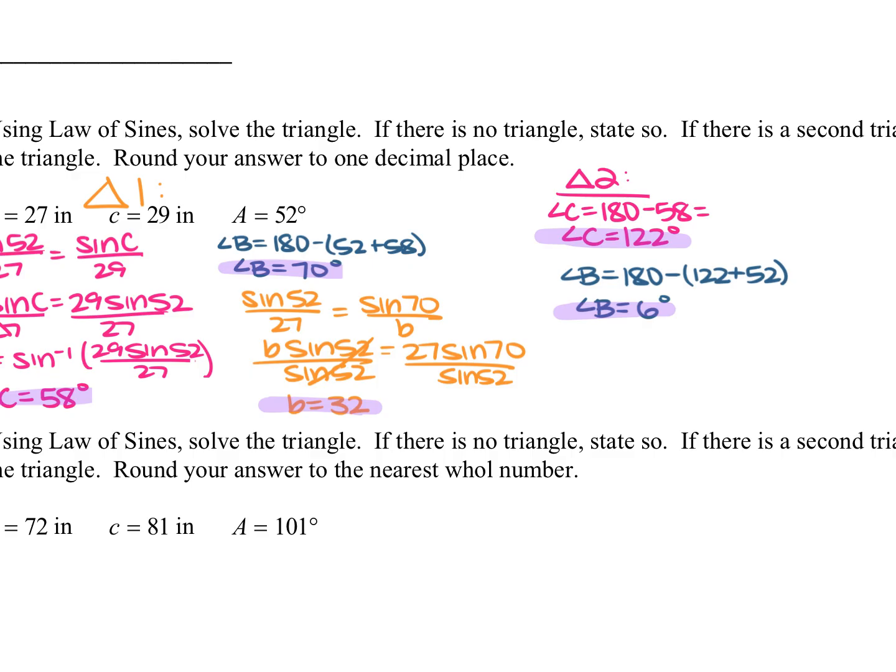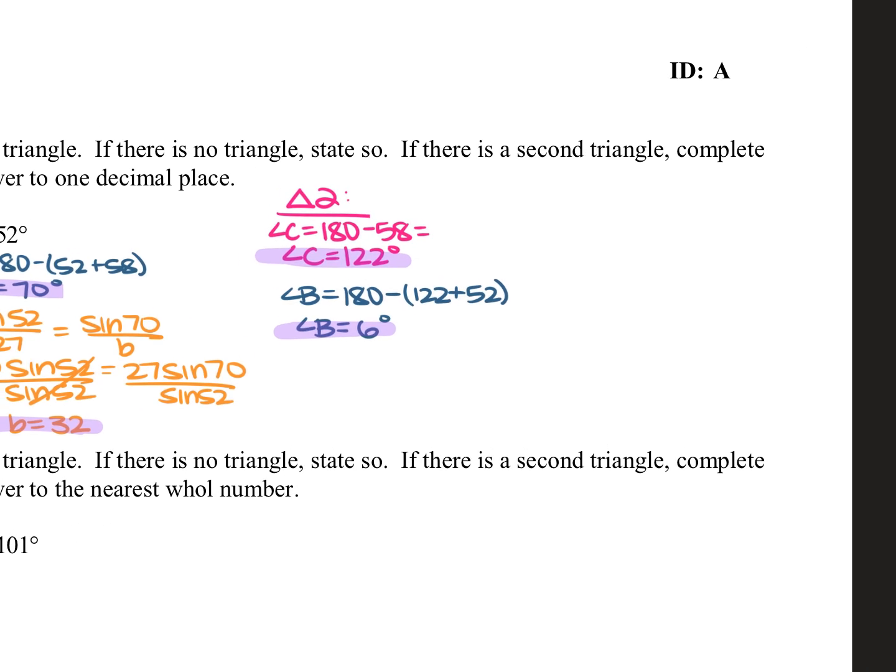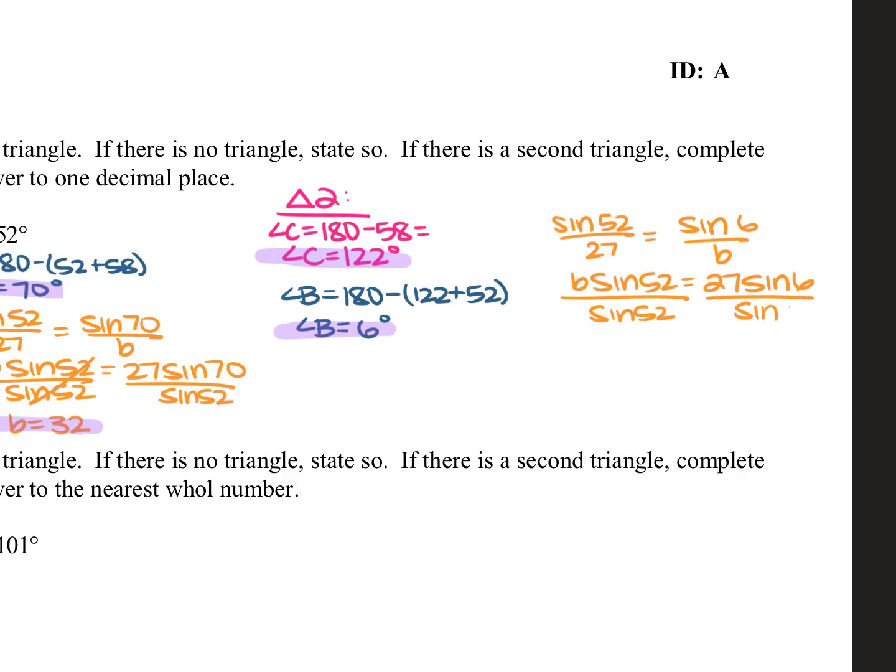Lastly, you're going to find side B. So you're going to do the sine of 52 over 27 is equal to the sine of 6 over B. This gives you B times the sine of 52 is equal to 27 sine 6. Divide each side by the sine of 52. And you have that B equals 4.